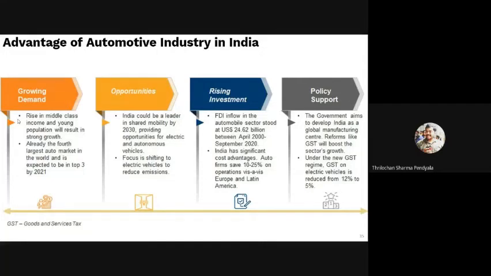And an update, India has crossed Germany in production of automotive components recently, and is expected to cross Japan as well in the year 2021, by the end of this year.